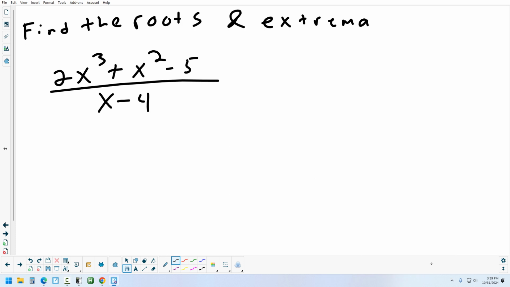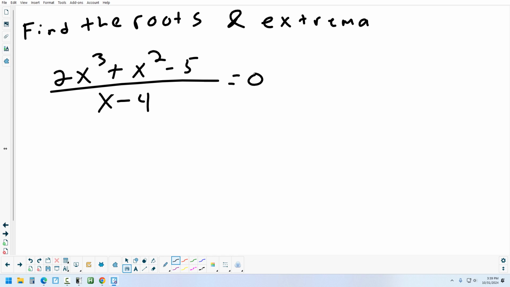So the last one we'll look at, again, more of a technology question, where we're going to find roots and local extrema. If we're finding the roots, we're really trying to figure out where this equals 0. What's the only way that a fraction can equal 0? If 0's in the numerator. So really, I only would need to set the numerator equal to 0.